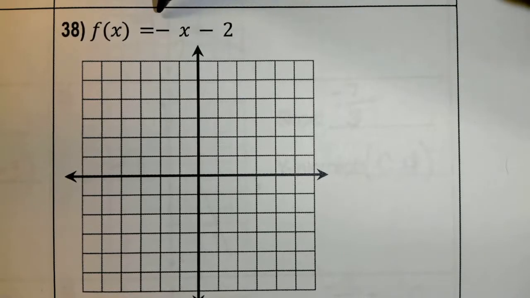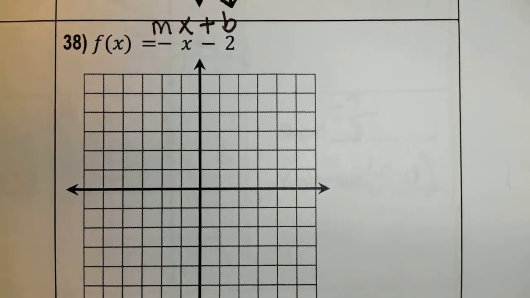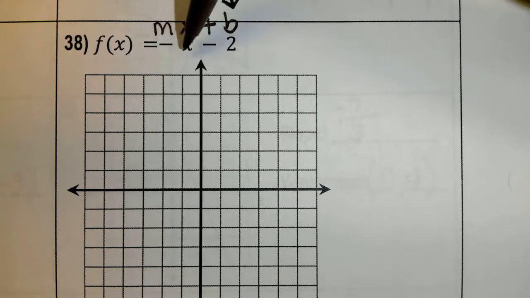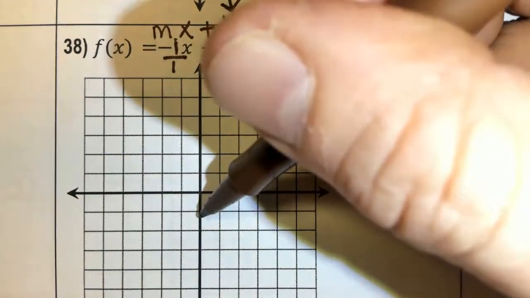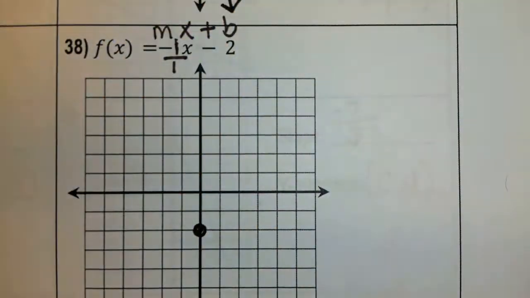So I have mx plus b. Okay, my m is negative. I don't have a number, so it's 1. And whole numbers are over 1. So I have my slope and my y-intercept. So I begin with b, which is negative 2. So I go down 1, 2, put a point.